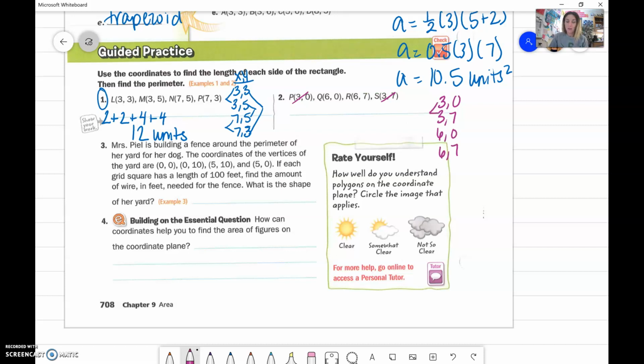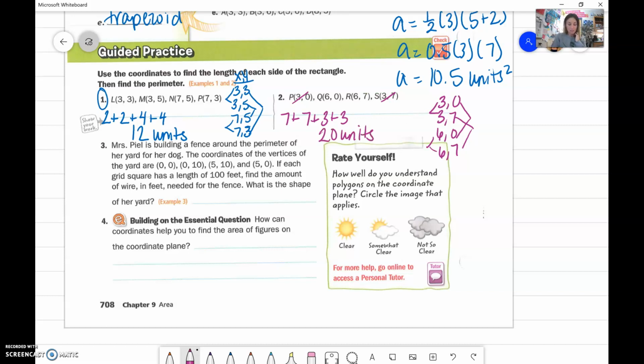So 3 and 3, I'm going to take the difference of 7 and 0, which is 7. 6 and 6, take the difference of my y coordinate, which is 7. Now I come over here, I have 0 and 0 for my y coordinate, so I take the difference of 6 and 3, which is 3. And I have 7 and 7, the difference of 3 and 3. I know that 7 and 3 make 10, so there's 2 sets of that. 7 and 3 are 10, 7 and 3 are 10, 10 plus 10 is 20, which gives me 20 units.